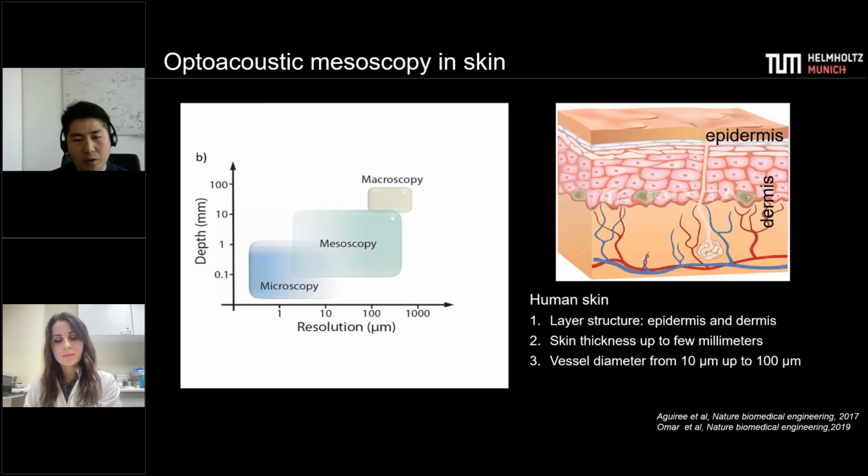As the largest organ of the human body, skin has a layer structure, including a superficial epidermis and dermis layers. The human skin thickness varies from hundreds of microns up to a few millimeters, depending on the locations. The dermis layers contain a rich vasculature with diameters ranging from tens of microns for capillaries to more than 100 micrometers. So to fully assess the skin structure, it requires an imaging modality that provides tens of micrometer resolution with several millimeter penetration depths, which exactly follows the scope of the optoacoustic mesoscopy.